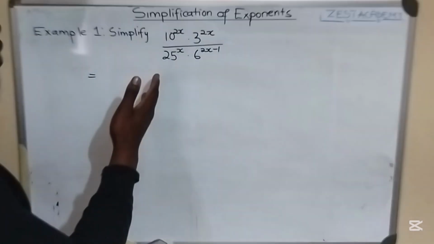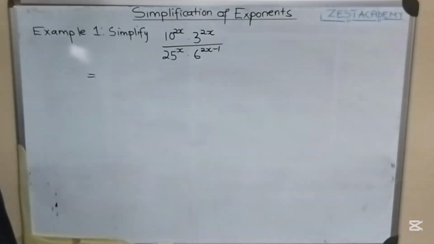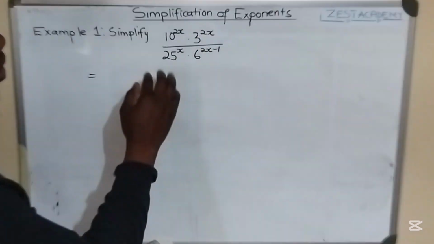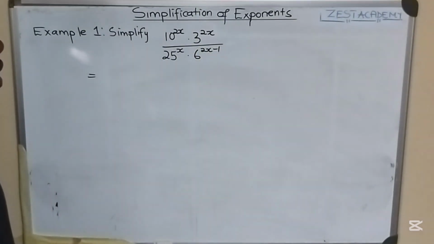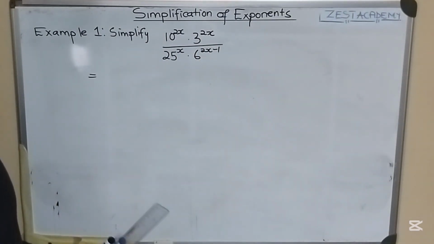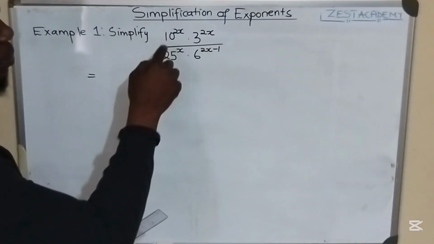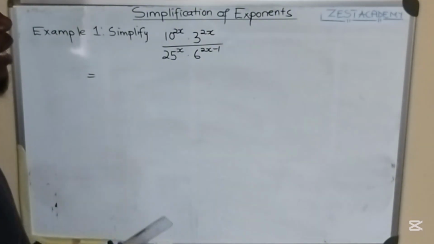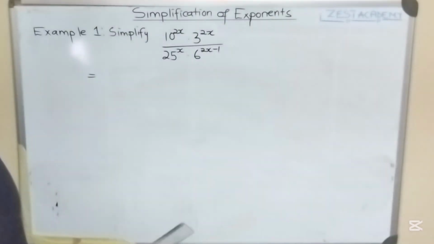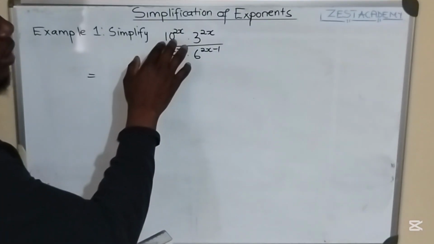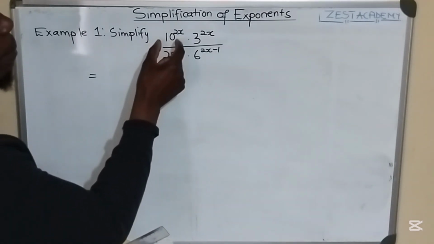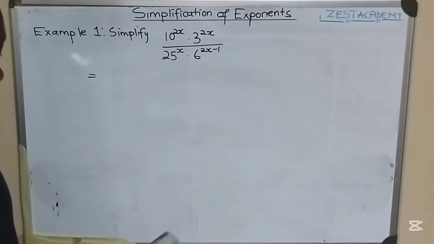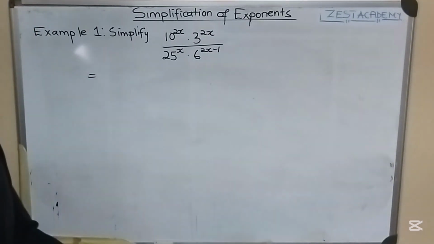So they want us to simplify 10 to the power of 2x times 3 to the power of 2x, all over 25 to the power of x times 6 to the power of 2x minus 1. Right. So what is the most important thing that you need to understand when you're doing this? For you to be able to do this, especially if your bases or your exponents are multiplied, what is it that you have to do? You have to split the bases by prime factorizing the bases. All right. So let's do that.